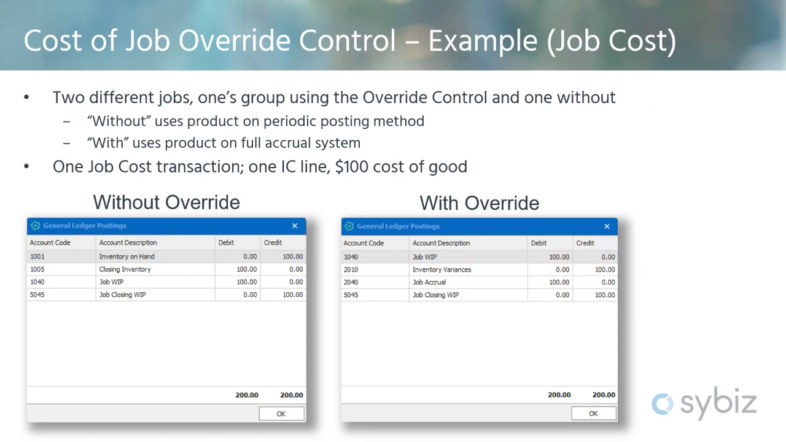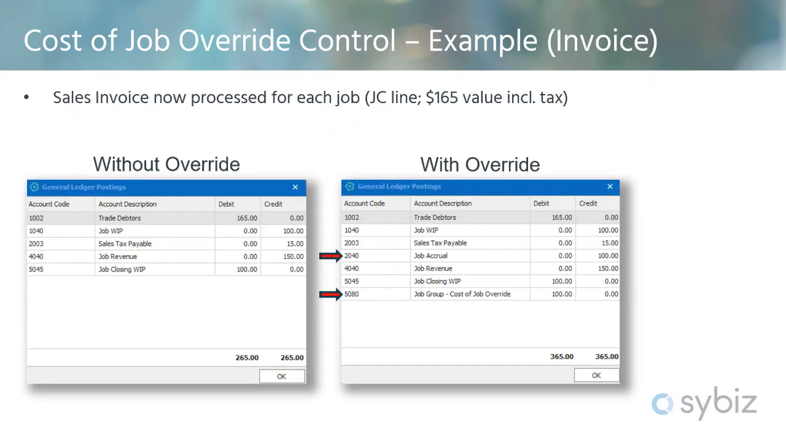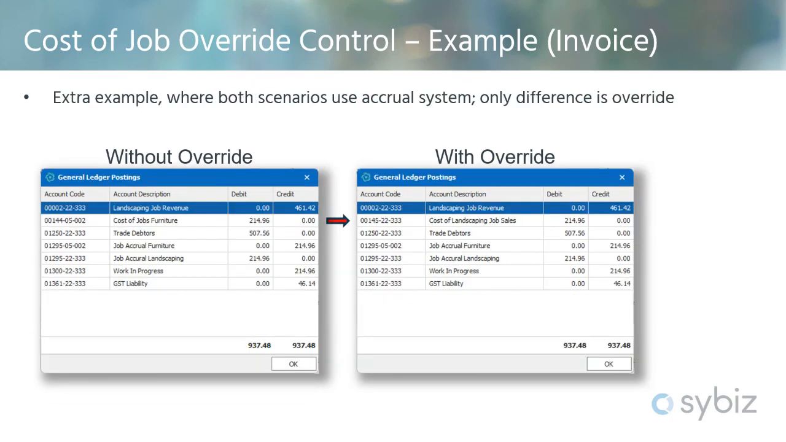So we've done $100 of job cost. There's not too much of a difference here. The only difference being inventory variances and accrual. But once we get to the invoice, we can see there the job group, cost of job override coming into play there. To be honest, I think the better example is on the next screen. I just wanted to do that holistic comparison as well.